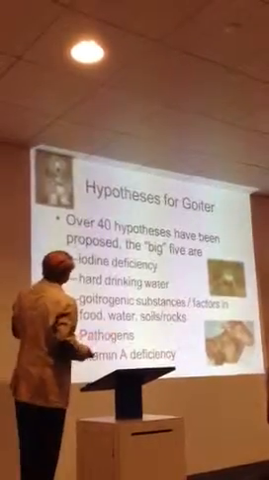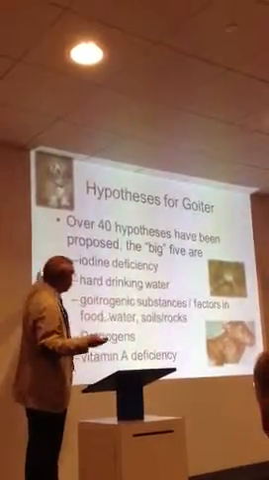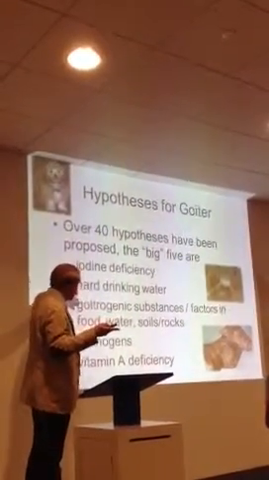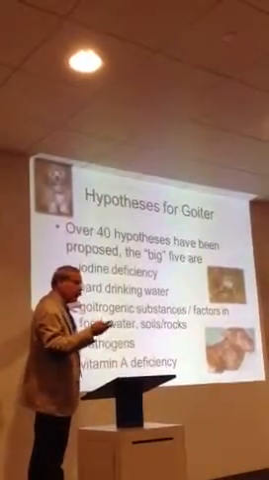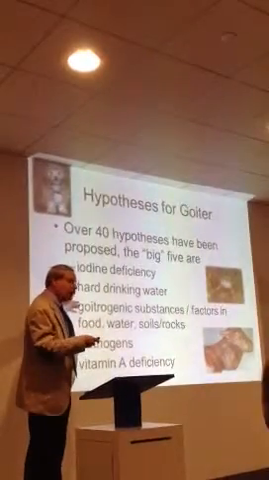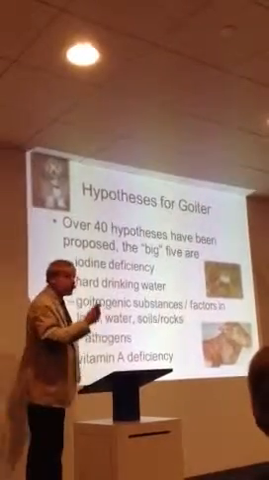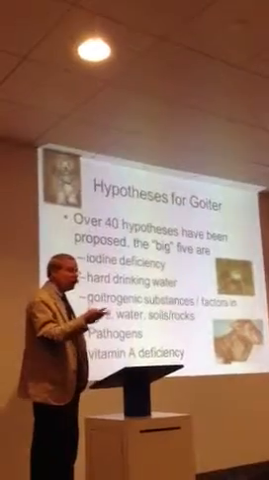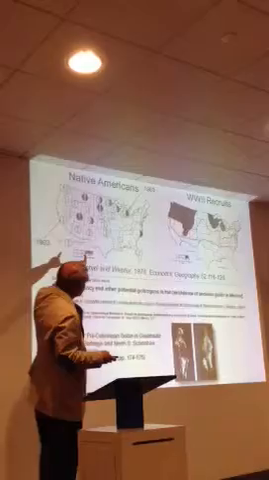For the goiter system, 40 hypotheses were proposed, because they really didn't know what was happening. Iodine deficiency was there, hard water was important, a goiterogenic substance, which I looked up the definition of, and the definition of that is any substance that makes goiter. And it turns out that some of the best things we eat, broccoli, spinach, are goiterogenic substances, so it's, who knows, or pathogens. Now, if we take a look at this, I told you it's spatial.